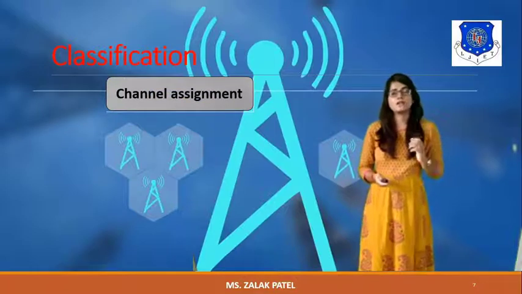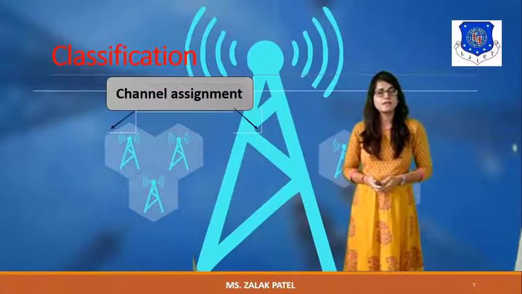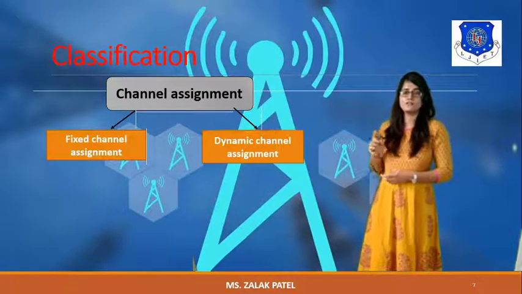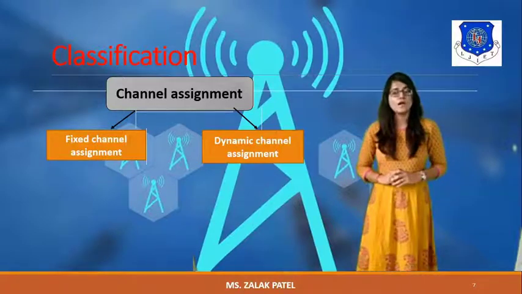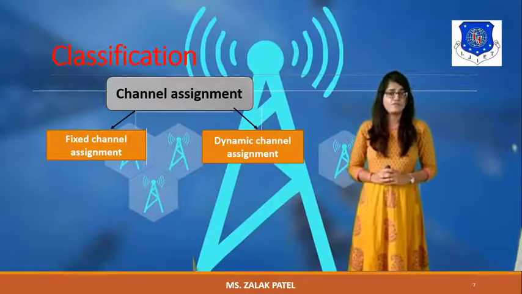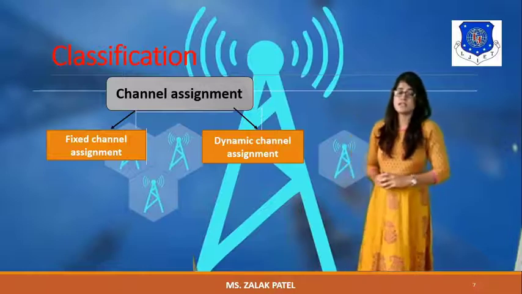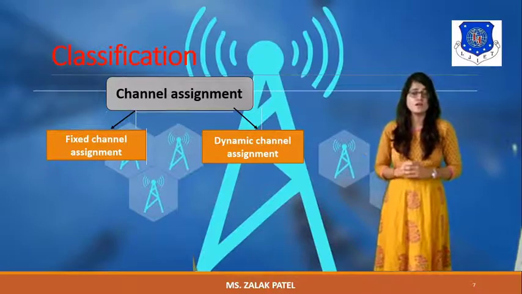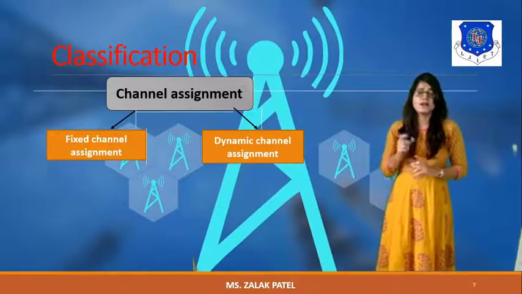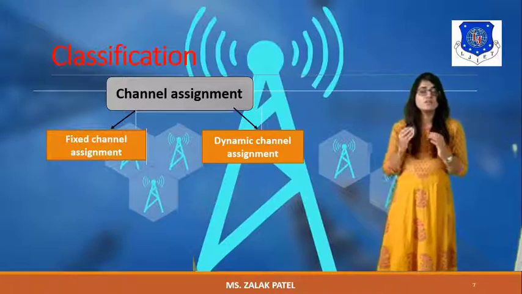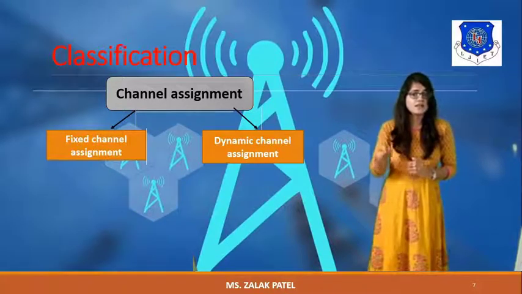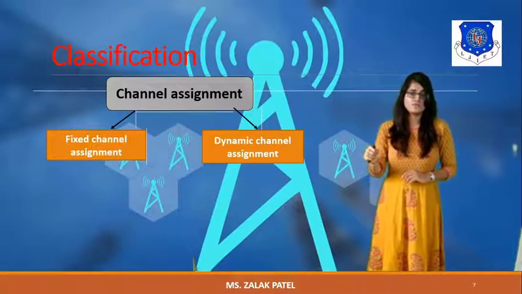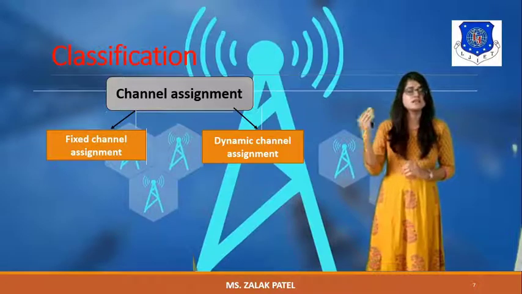Mainly the channel assignment techniques are classified into two basic categories: fixed channel assignment and dynamic channel assignment. Now let's talk about fixed channel assignment first. Fixed channel assignment is basically a predetermined set of channels associated with one complete cellular system. This means the set of channels is fixed. If a new user enters and requires a particular number of channels, they are not allotted to that user, and the call is rejected.